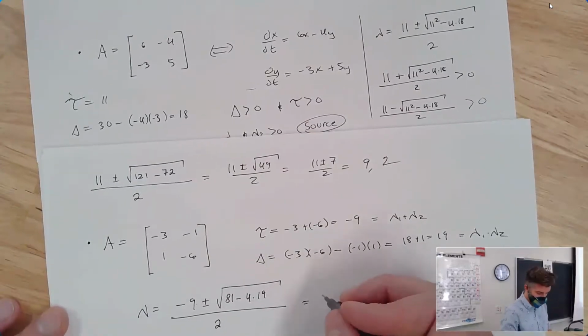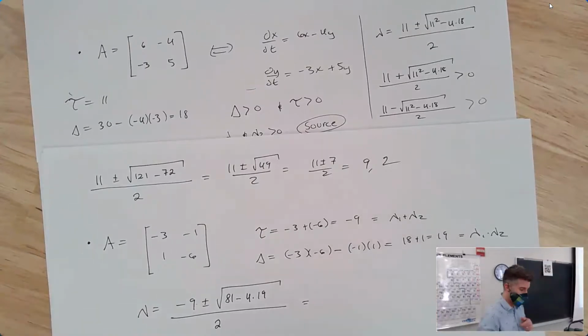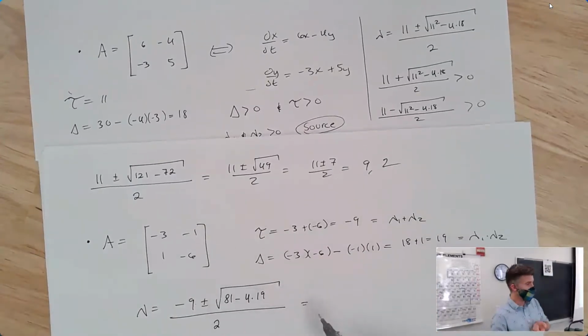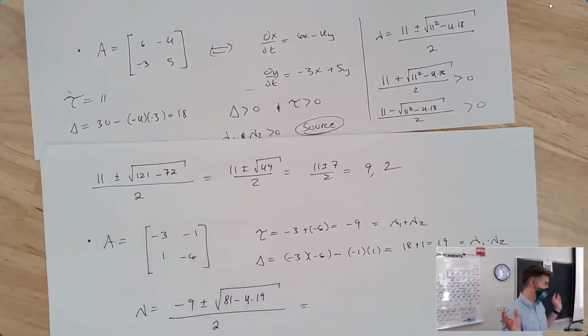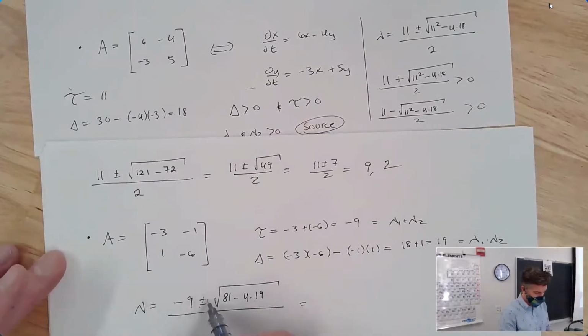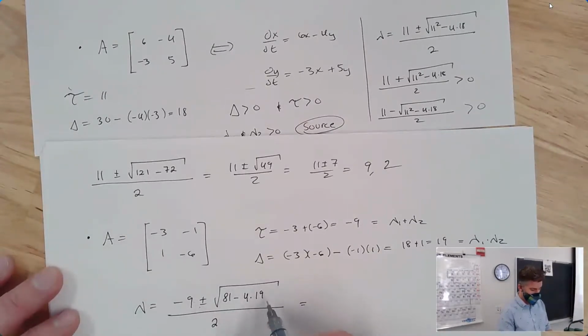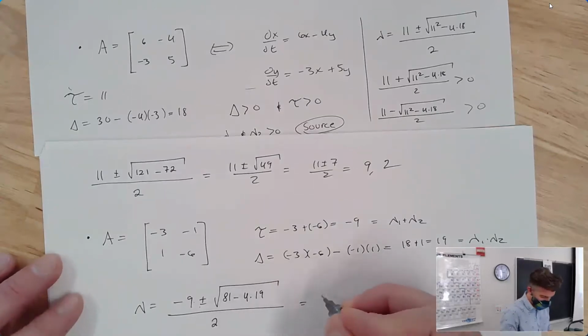And this does not end up being very nice. But again, I'll point out, you can see they're both going to be negative. Because you've got -9 minus something, okay, negative. You've got -9 plus something, and the something you're adding isn't quite as big as 9. It's a square root of 81 minus some stuff, which is a number that's smaller than 81, whose square root is smaller than 9.